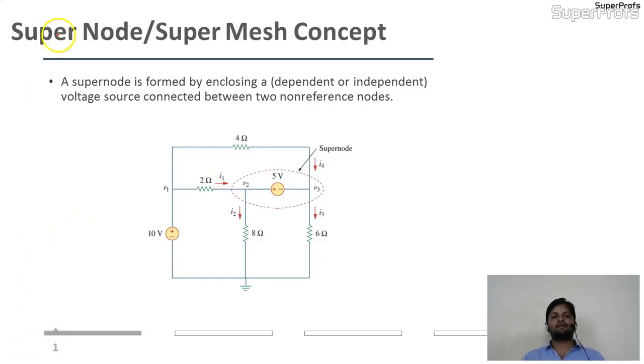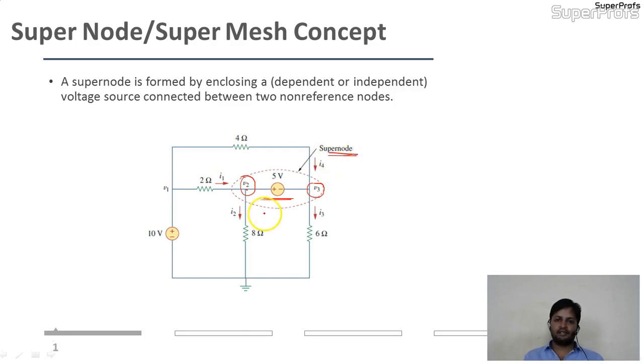Now, we are having the super node and super mesh concepts. Sometimes they are very beneficial for solving the circuit. A super node is formed by enclosing a dependent or independent voltage source connected between two non-reference nodes. You can observe here in the circuit, between these two nodes, if I am getting only a voltage source, independent or dependent, whatever, then I can assume both nodes as a super node.